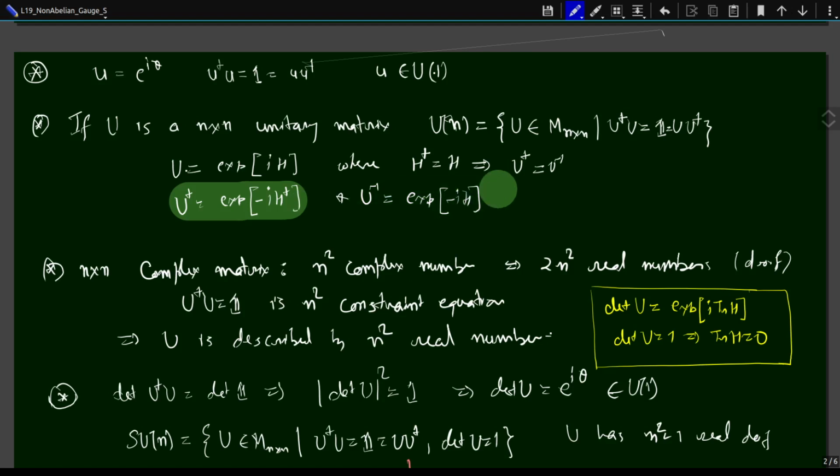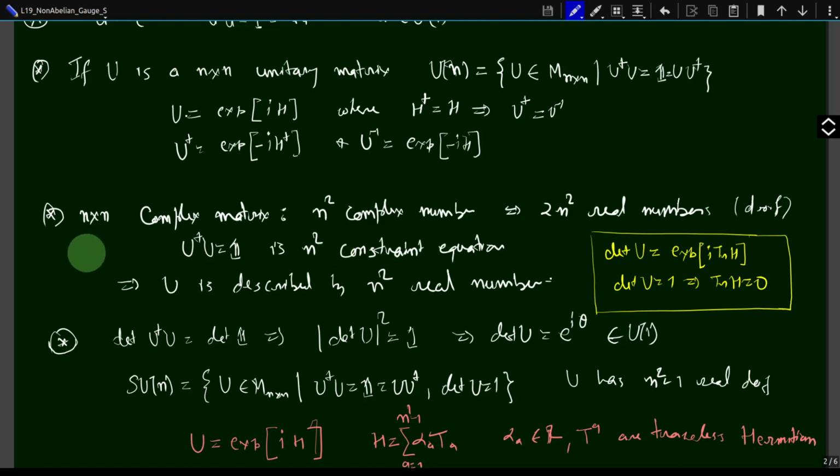So in other words, the exponentiation of i times H, a Hermitian matrix, is going to give you a unitary matrix. So this is how we are going to write all the n cross n unitary matrices that we will use to transform a generic n-component field.